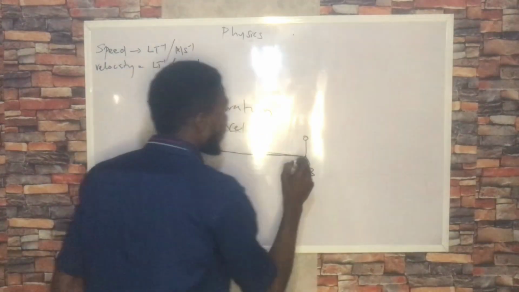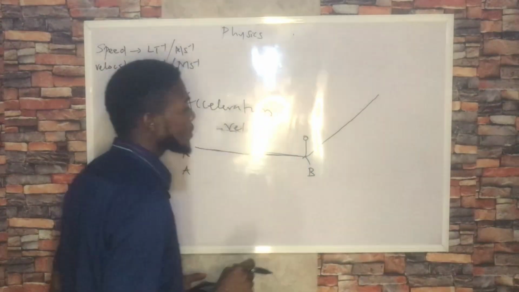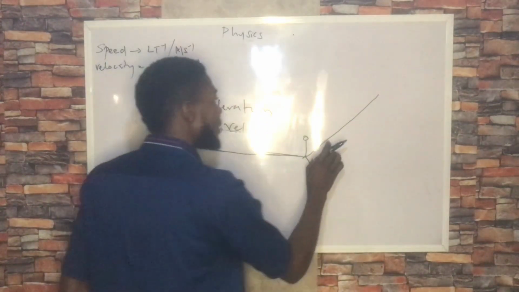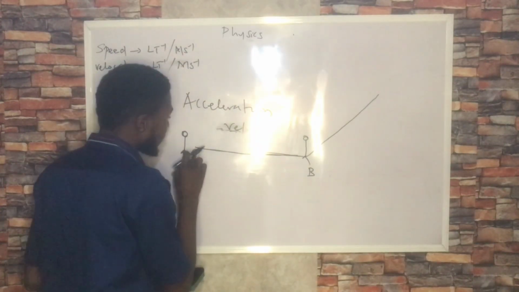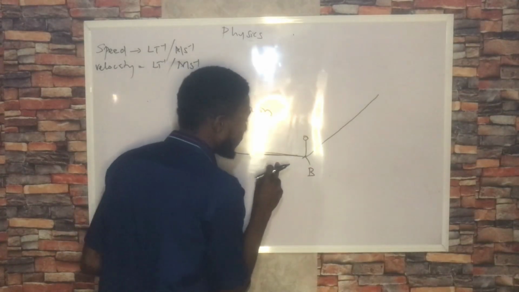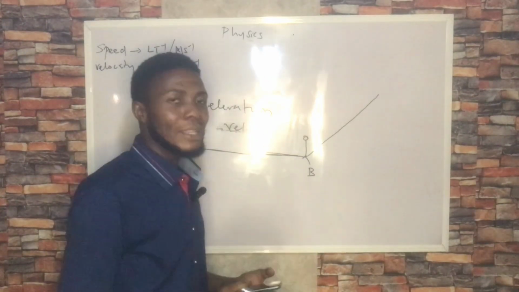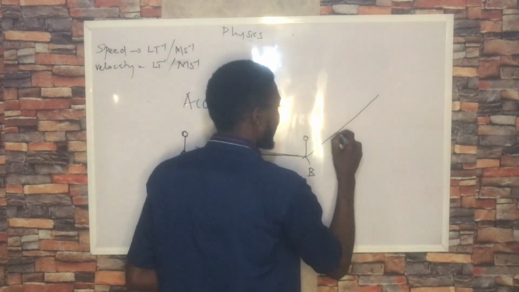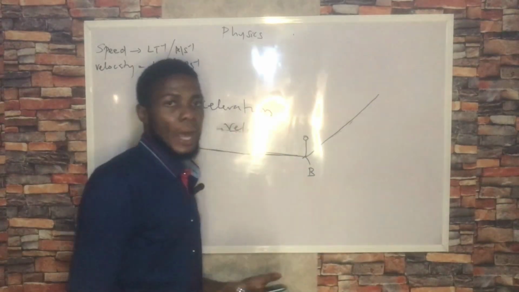So if this person now decided to move in this direction, we can see it has increased its velocity. Increasing velocity is what we are talking about as acceleration. Normally, it was moving in this direction constantly until it got to this position. After getting to this position, it decided to change its direction, moving in this path. The increase in velocity is what we call acceleration.